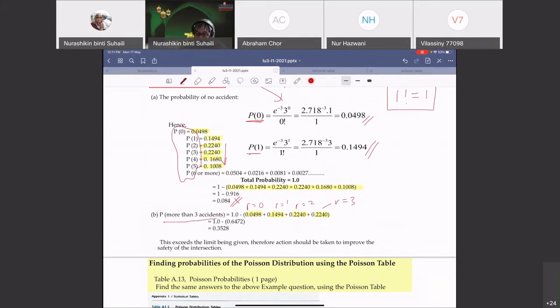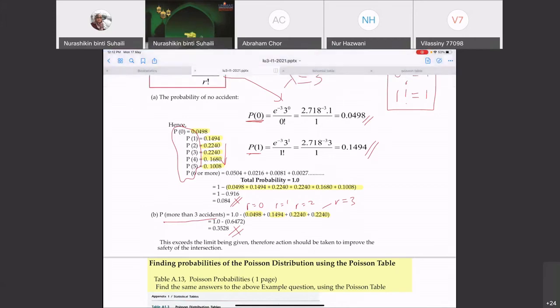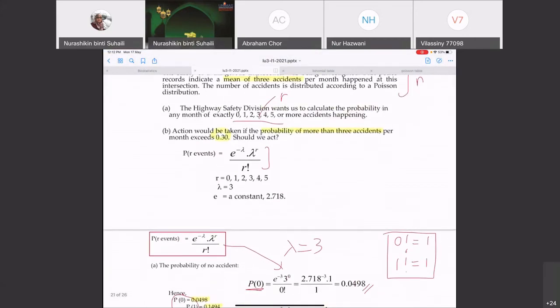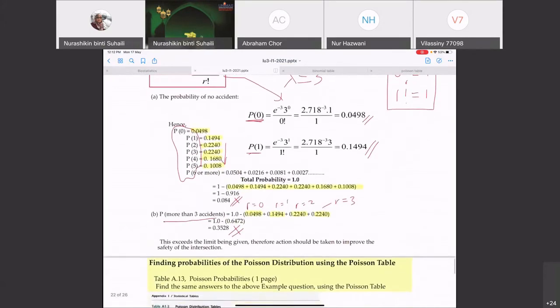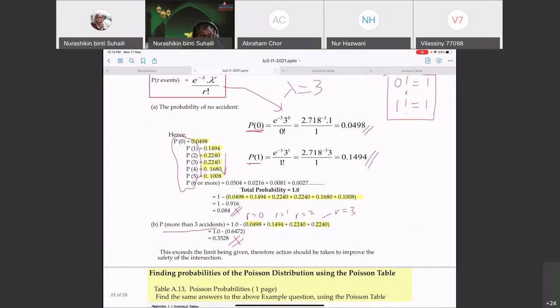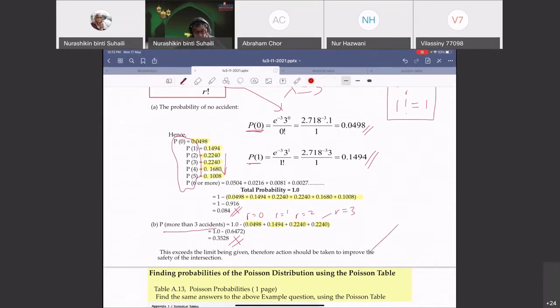Okay, so 1 minus the whole thing here, this is the values given. Go back to the question. If it is more than 0.3, action will be taken, and the value that you have here is more than 0.3, so it means that the action should be taken, right? The answer is that action should be taken to improve the safety of the intersection. Okay, so that's the answer for this one. That's how you find the Poisson probability using formula.